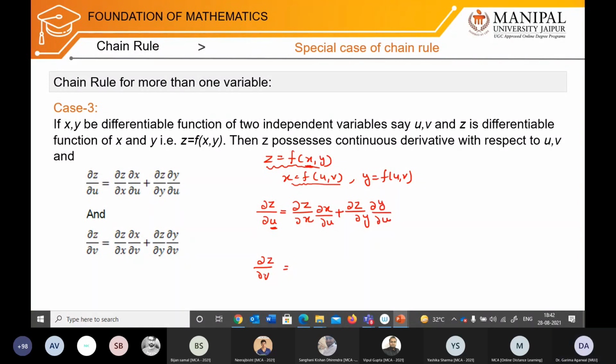Okay, done. Similarly, here also z is a function of two variables x and y. Then x is a function of two variables u and v, but we are doing differentiation here with respect to v. Clear? Okay, ma'am.